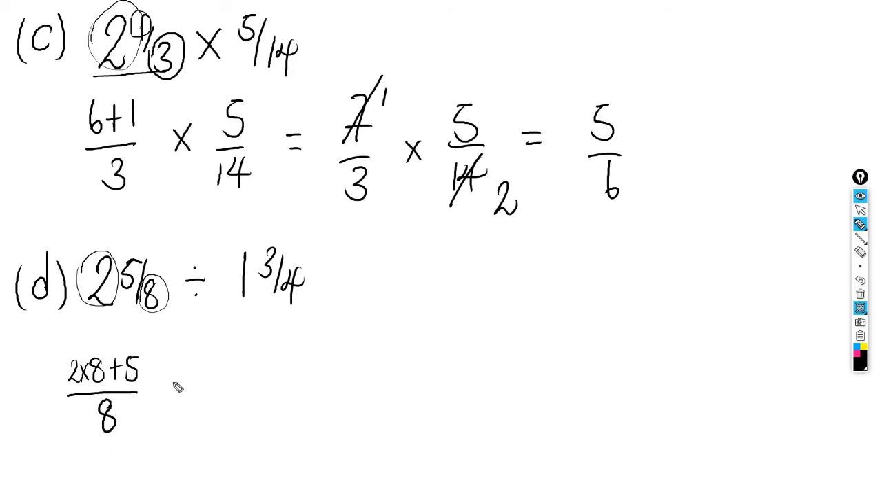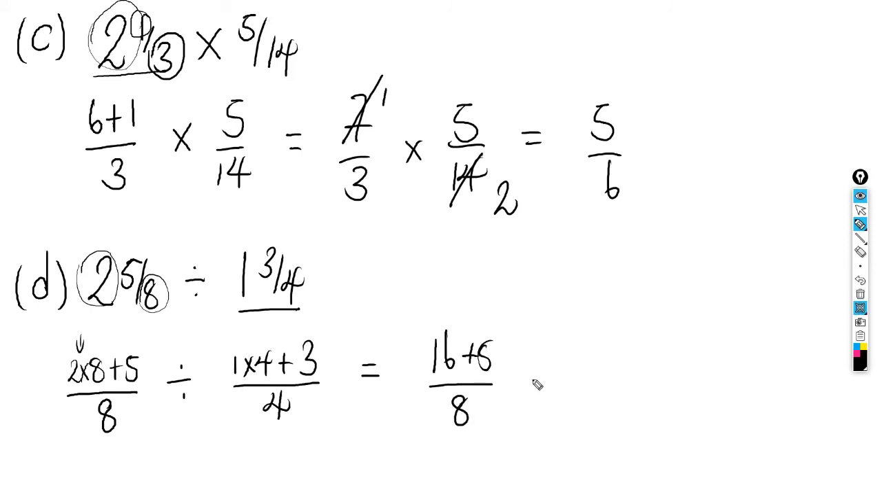divided by the same thing. We want this in improper form as well. So we're going to get 1 times 4 plus the numerator, which is 3, divided by the denominator of the fraction, which is 4. So this ends up being 16. 2 times 8 gives us 16, plus 5 over 8, divided by 4. 1 times 4 gives us 4, plus 3 over 4. So we'll end up with 16 plus 5 gives us 21 over 8 divided by 7 over 4.